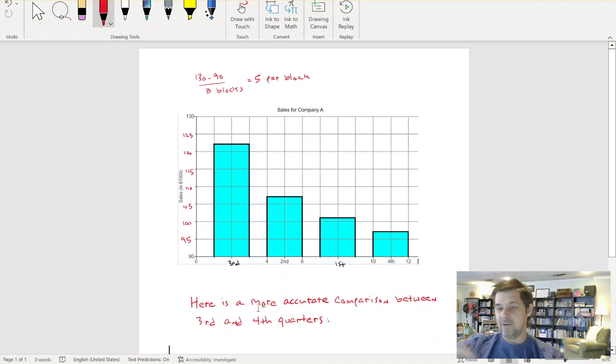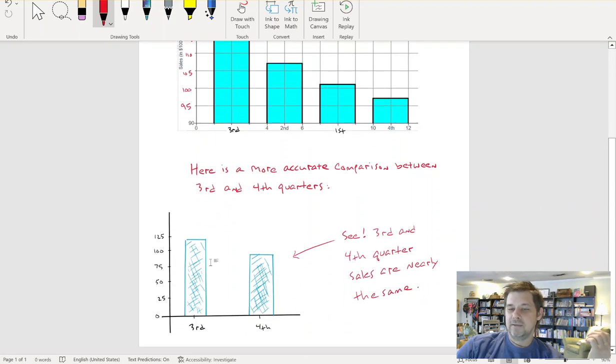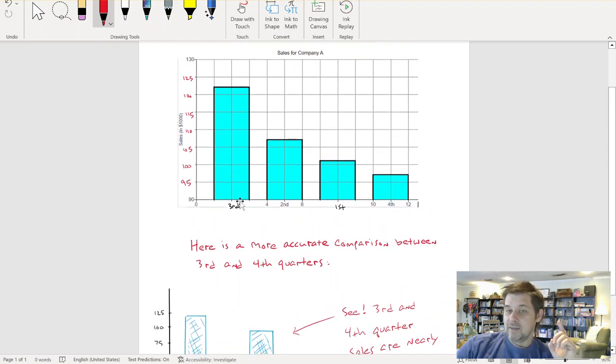It's like you're not seeing the whole picture that way. Because where do these bars start? They start down at 0 and they go up. So here it's like we're just seeing an incomplete picture. Here would be a more accurate way to see it. So what did I say? That third quarter sales go up to somewhere between 120 and 125.